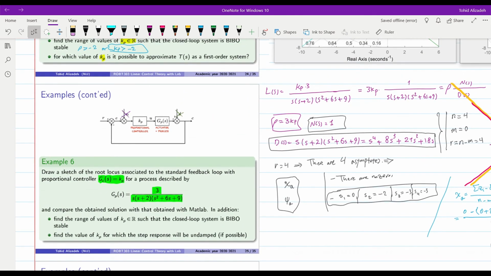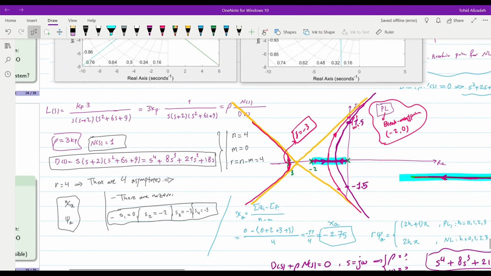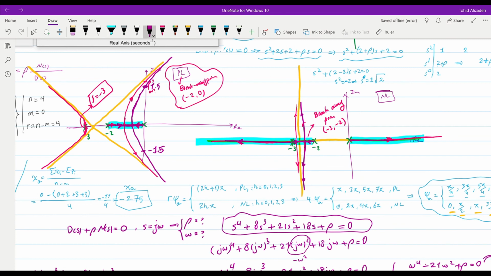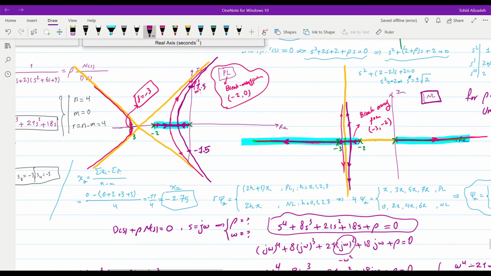Let's see what we have here. We need to find the range of values of Kp in R such that the closed-loop system is stable. We kind of did that, but let's have a look at the two graphs. If you look at the negative locus, you can see that for any value of rho, the system is unstable. So for rho smaller than 0, we have an unstable system. As for the positive locus, you see that for any value of rho, these two closed loop poles will be on the left half plane, so we are fine with them.